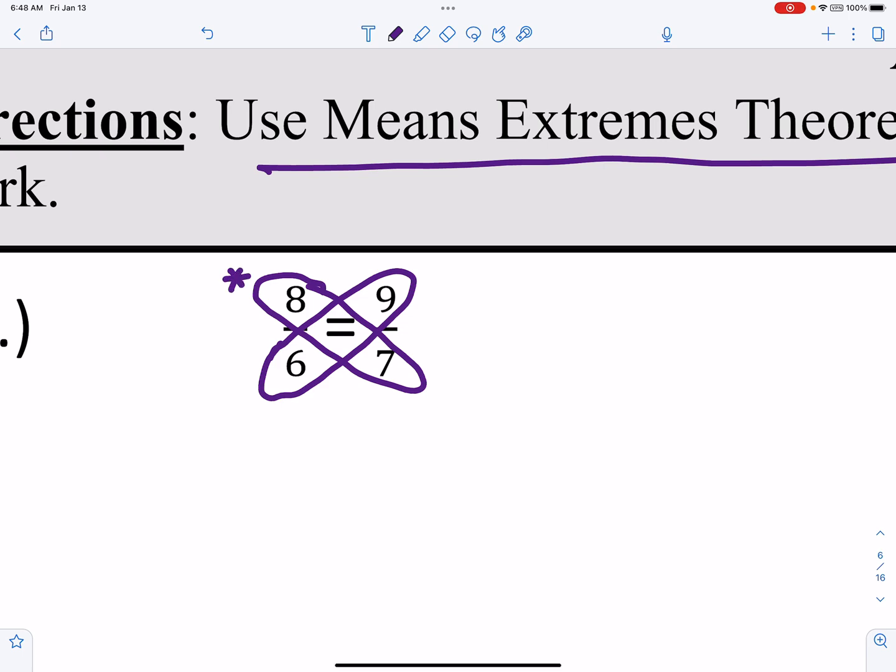So I always start with this one. And so we have 8 times 7 is 56. Make sure you're putting it equivalent to the other, which is 6 times 9 is 54. And so you can see these are not going to form a proportion, okay? So these are not proportional.